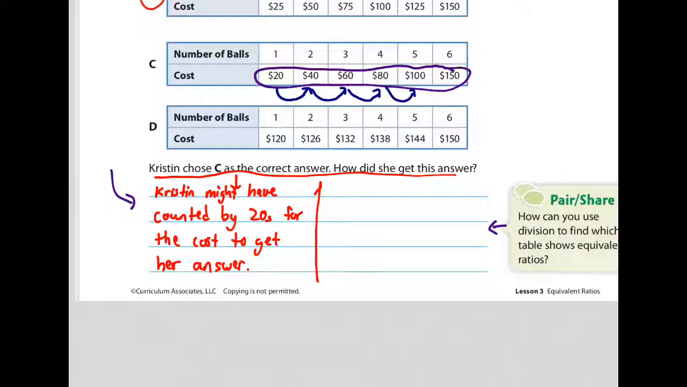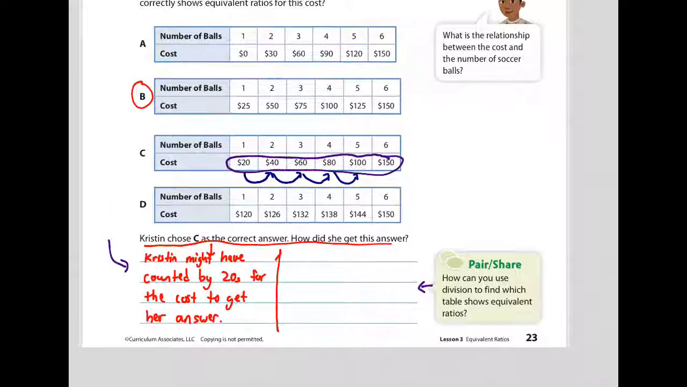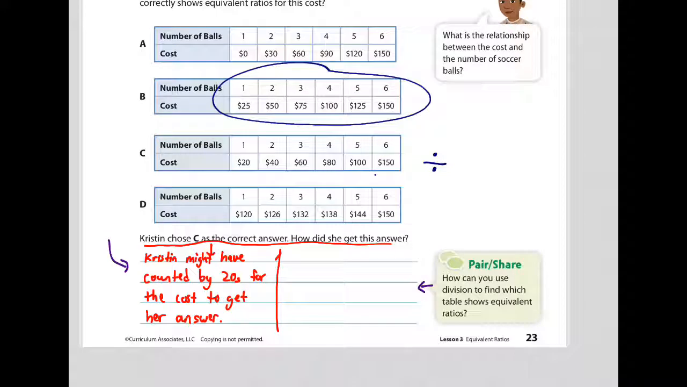Now, remember, pause the video anytime you need to. Last thing you're going to do is this pair share. So this says, how can you use division to find which table shows equivalent ratios? So what we're asking here, let me erase some of my slop. How can you use division? So what kind of division problem to show that, for example, these are all equivalent ratios, right? How does division show that? So pause this video, take a second to write your answer, and give it your best shot. Restart it when you're done. Go.